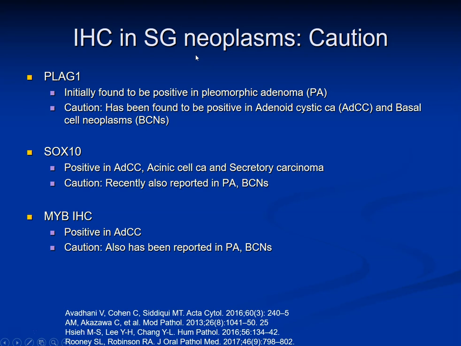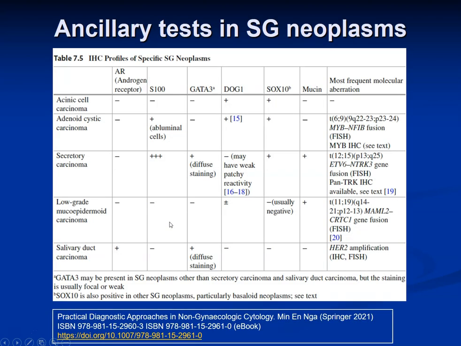A word of caution for IHC PLAG1, which has been found to be positive in pleomorphic adenoma, has also now been found to be positive in other tumors, including malignancies. So caution has to be exerted here: adenoid cystic carcinoma and basal cell neoplasms. SOX10, while positive in adenoid cystic and acinic as well as secretory carcinoma, has also recently been reported in pleomorphic adenomas and basal cell neoplasms. And also even MYB IHC, which is useful in adenoid cystic carcinoma.